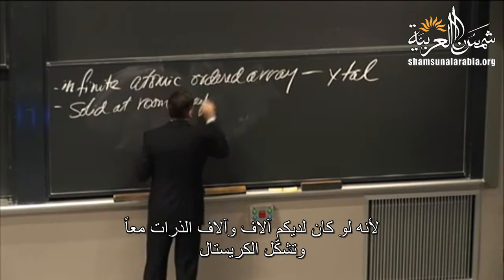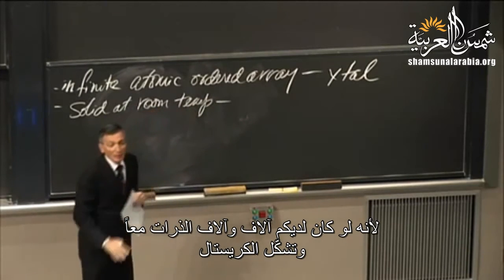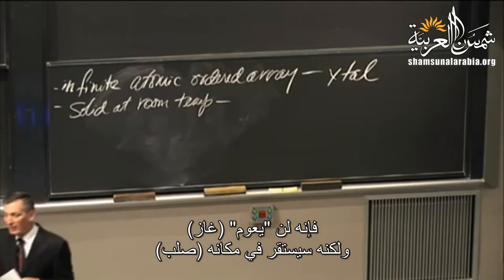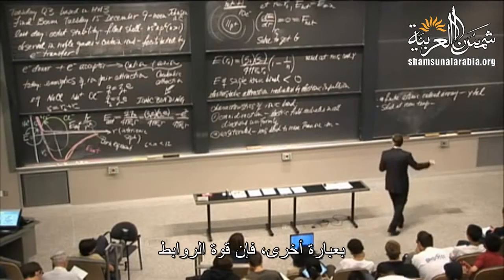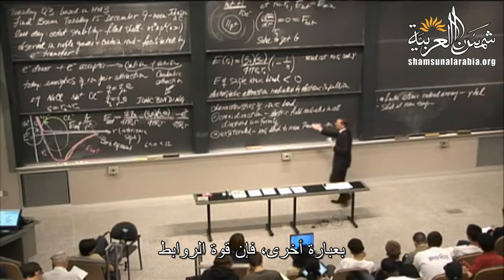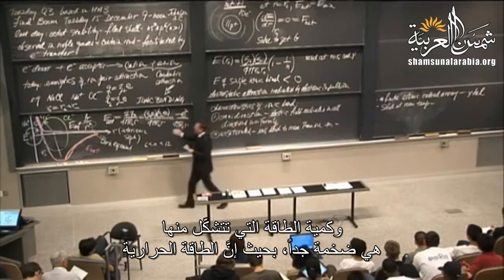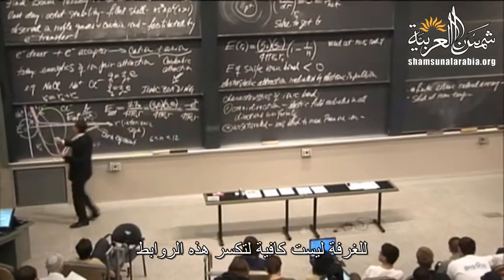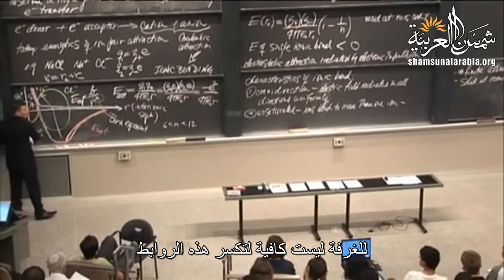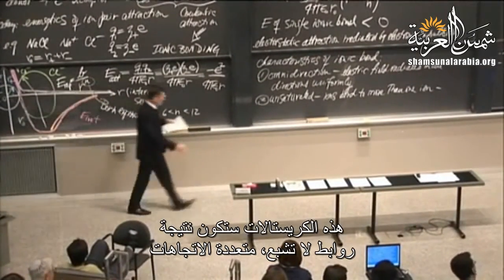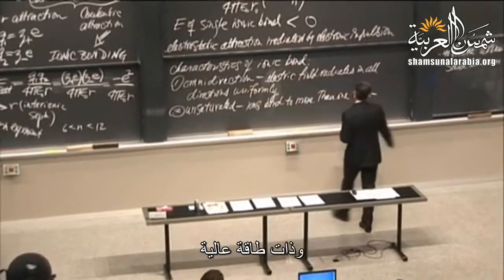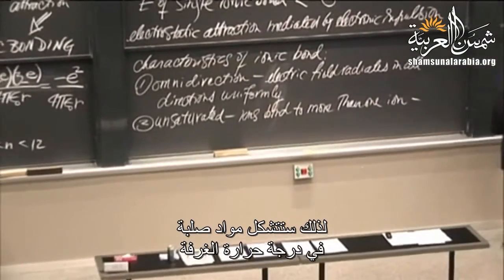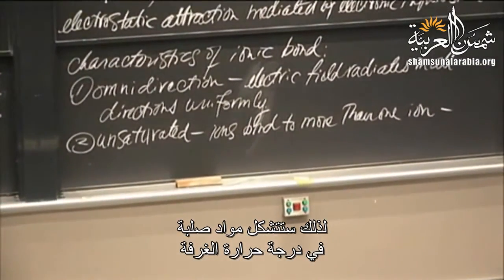Because if you've got thousands and thousands of atoms together in one aggregate, they're not going to float. They're going to settle. Put another way, the strength of the bond, the amount of energy in here is so great that the thermal energy of the room isn't great enough to disrupt this bond. So, a combination of unsaturated, omnidirectional, and high energy. So we form solids at room temperature.